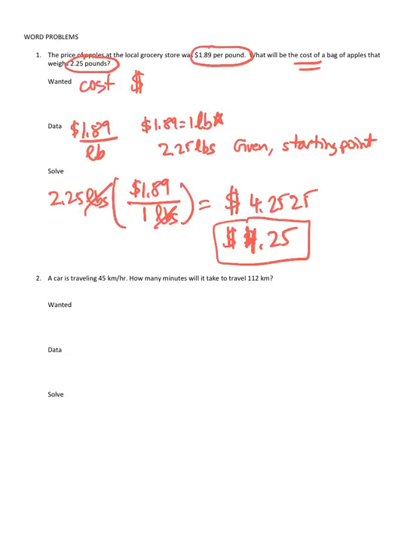The next one, a car is traveling 45 kilometers per hour. How many minutes will it take to travel 112 kilometers? So I wanted, how many minutes? Our data, we got 45 kilometers per hour. We got 112 kilometers. So 45 kilometers equals 1 hour.